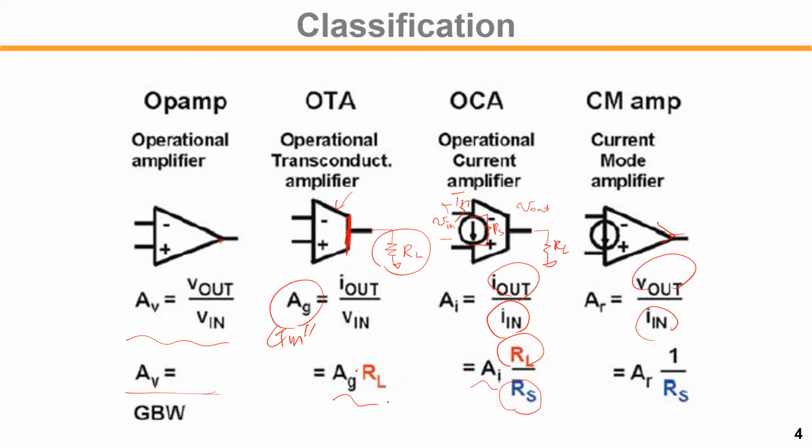For the CM amplifier, the current mode amplifier, if we know the input resistance RS, then we can find the input voltage and output voltage ratio by having the current mode amplifier gain times 1 over RS, right?